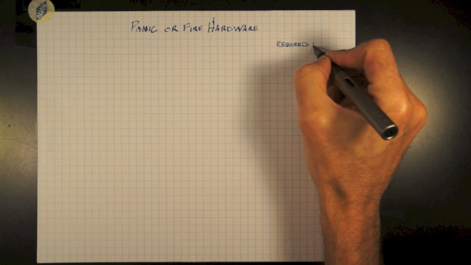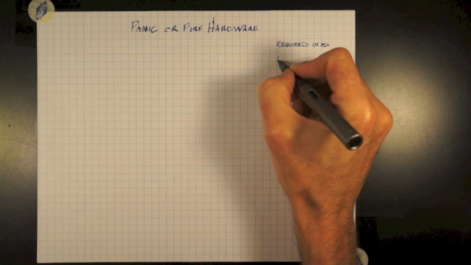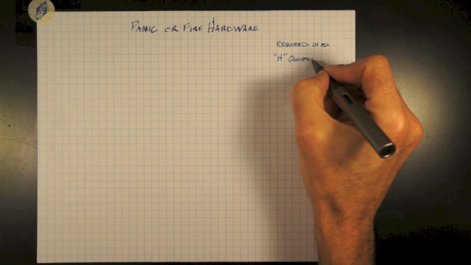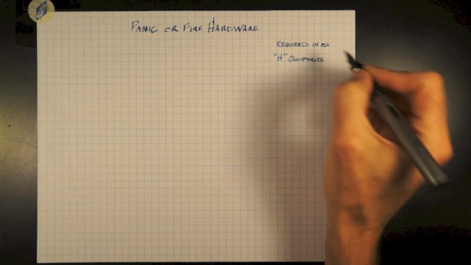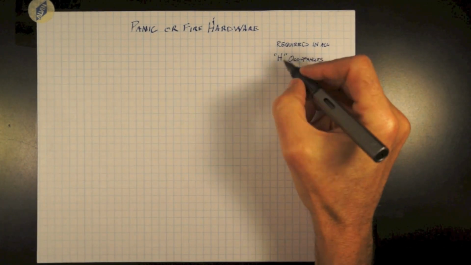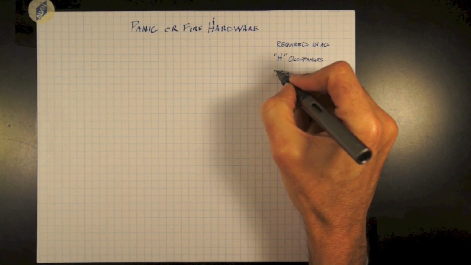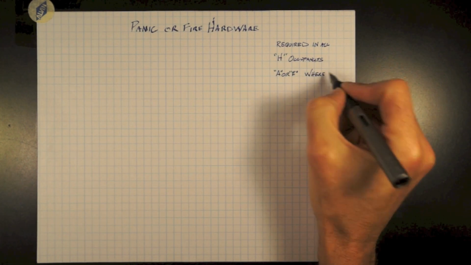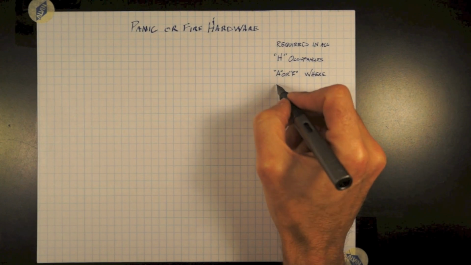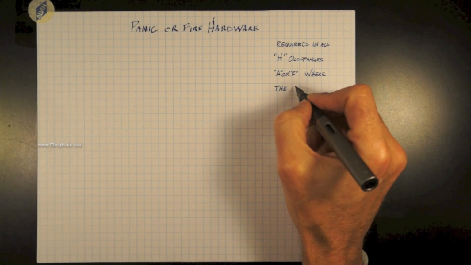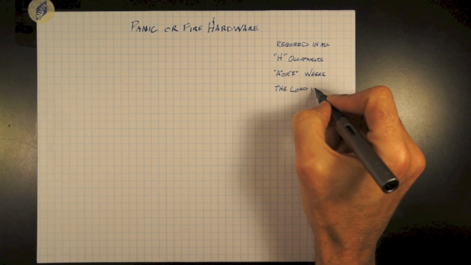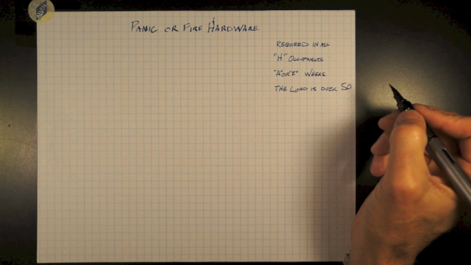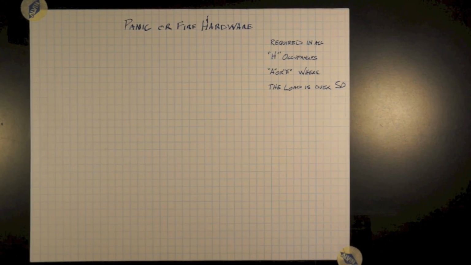Panic hardware or fire hardware, where these devices are required by code, is a misconception by many. They are required in all H occupancy spaces or buildings, and they're required in all A or E occupancy spaces where the occupant load in those two spaces is over 50. This is a huge misconception within the code. They are not required at fire exits in non-A or E occupancies.